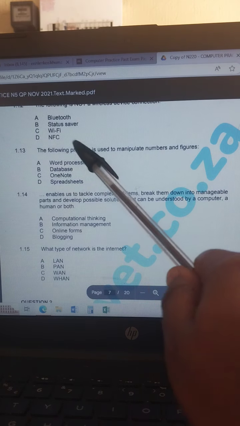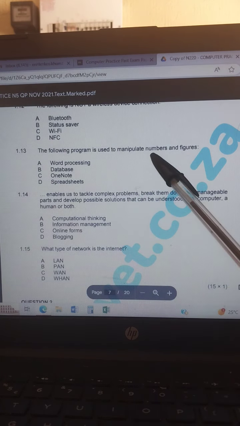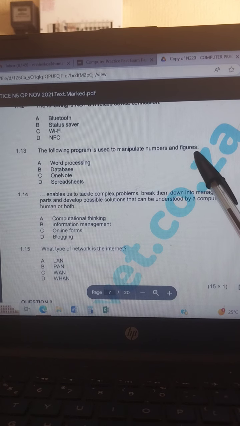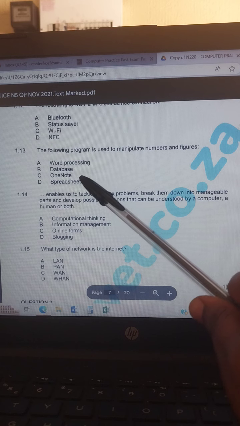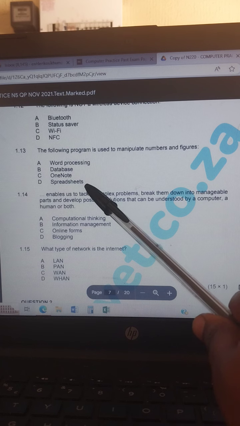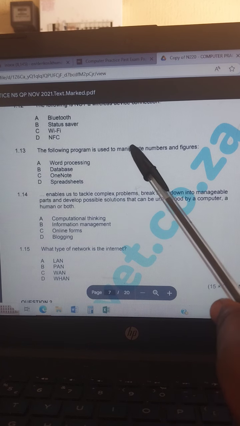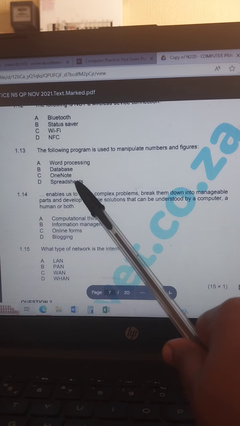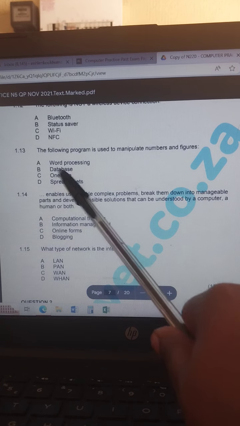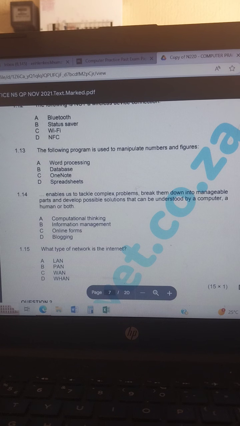Then we go on: the following program is used to manipulate numbers and figures. A, word processing. B, database. C, OneNote. D, spreadsheet. So here we all know that to manipulate numbers and figures, we need a spreadsheet. So our answer is D, spreadsheet.